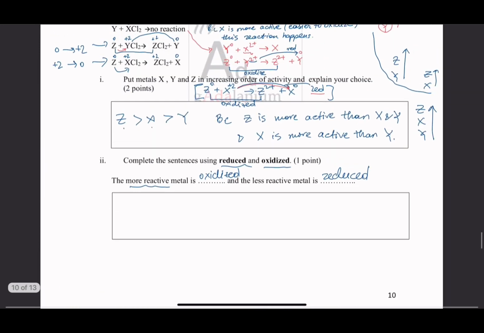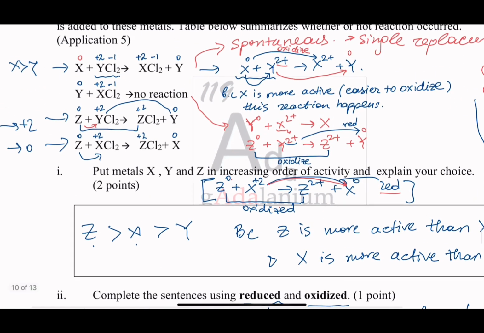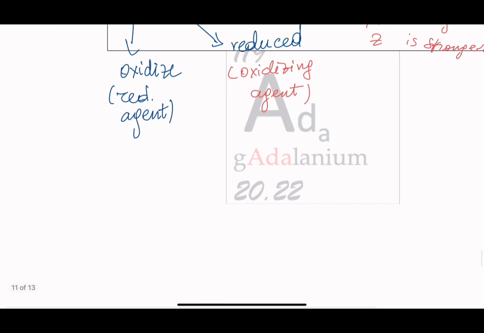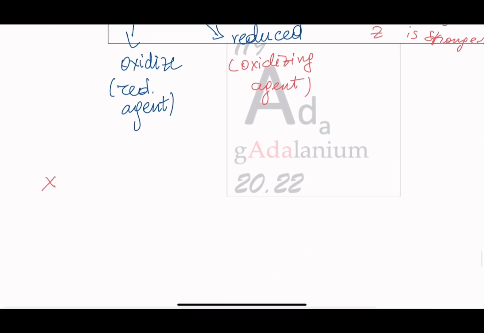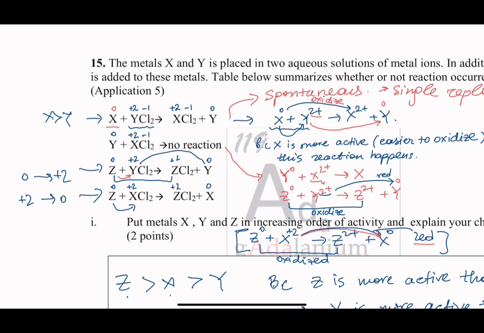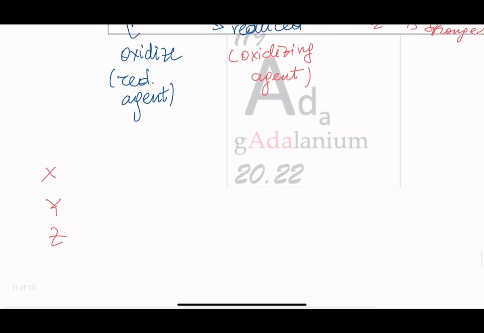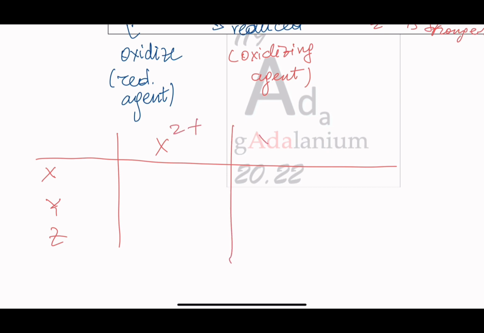Now, guys, before I go, I'm going to summarize this in a table. We have the metals X, Y, and Z. Let's write this as a table, like here: X, Y, and Z. We know that X is higher than Y, and Z is higher than X and Y. So I'm going to make a chart like this, and at the bottom I have X2+, then Y with a 2+ charge, and then Z with a 2+ charge. Okay, let's fill this table out together.